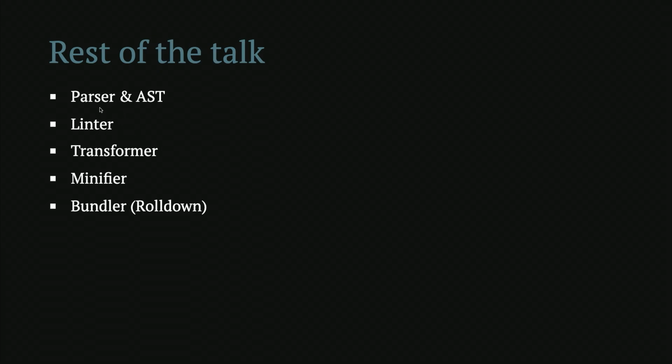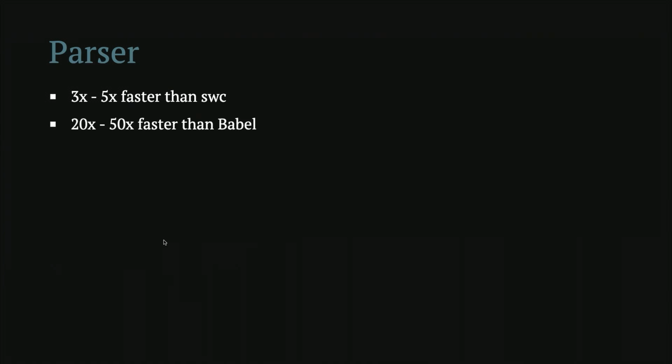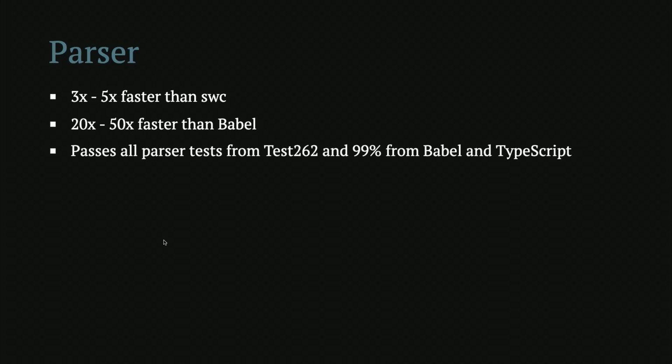So for the rest of the talk, I'll talk about performance and Oxc's architecture: the parser, AST, linter, transformer, minifier, and the bundler, and give you a feel of what it looks like as a performance engineer in Oxc. The first thing about Oxc is the parser, which is 3 to 5 times faster than SWC. It's 20 to 50 times faster than Babel. And it passed all parser tests from Test262 and most of the Babel and TypeScript tests.